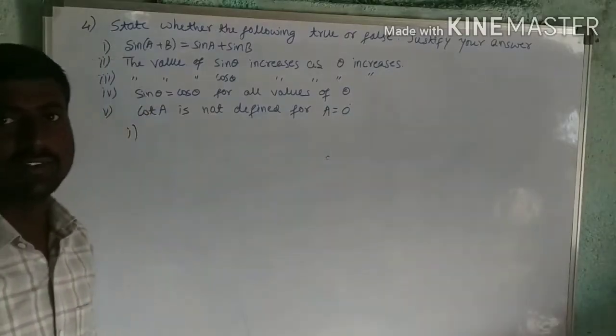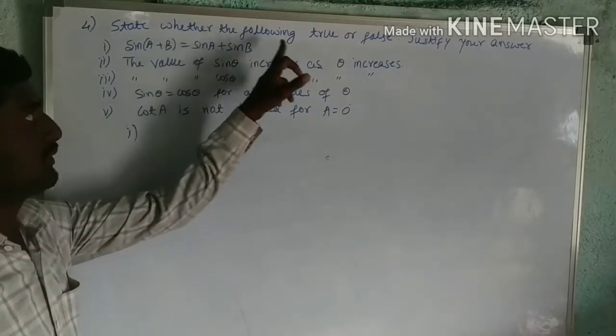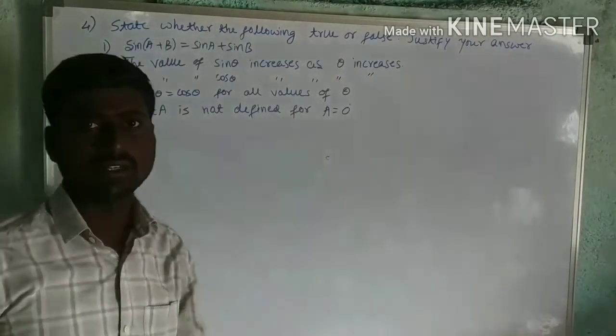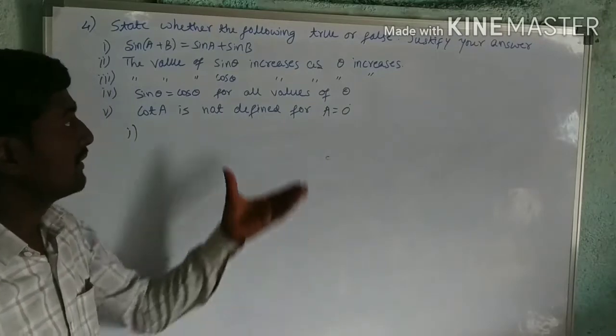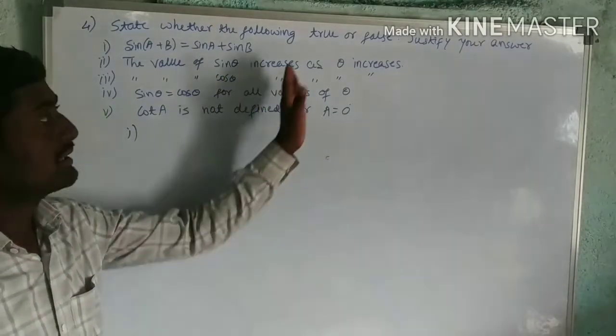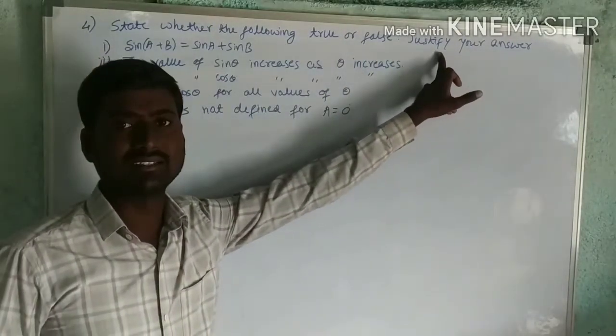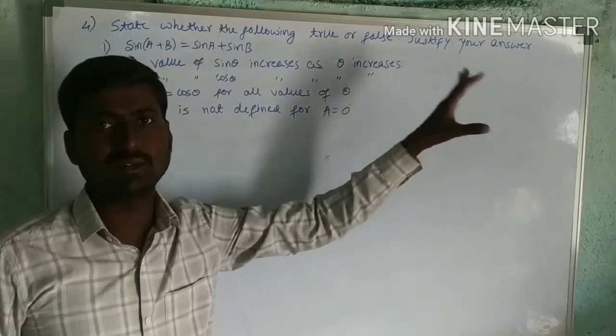Let us discuss the fourth question. State whether the following are true or false. Justify your answer. I have to give the justification. First I have to check whether it is true or false, then I have to give the justification. Justification is nothing but a reason. I have to give the reason.